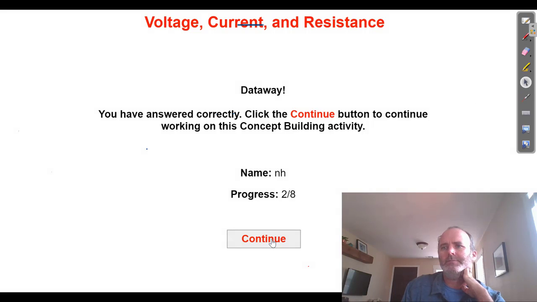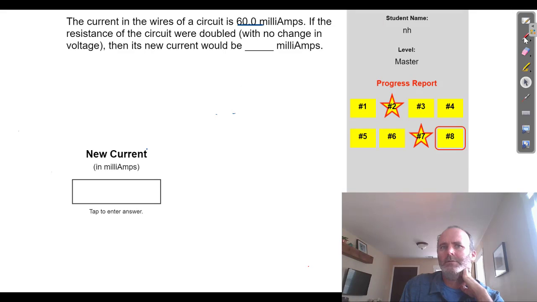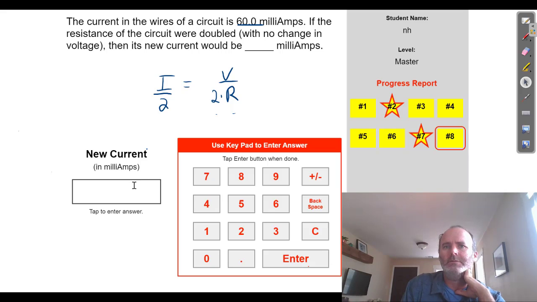Next one. We have 60 milliamps. Let's set it up again: I equals V over R. If the resistance is doubled, I'm going to multiply that by 2. Whatever I do to that side, I do to this side. Then the new current would be 30.